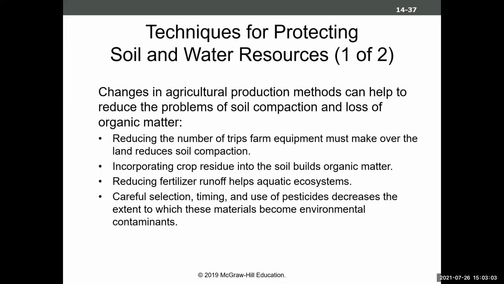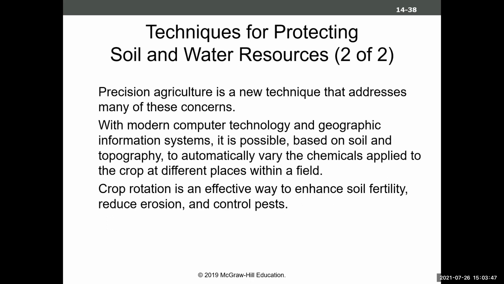Some techniques that are used for protecting soil and water resources are basically just producing changes in production methods to reduce soil compaction and loss of organic matter. So basically, the number of times the equipment will go over the land, putting crop residues onto the soil so that organic matter can build back up, reducing fertilizer runoff into aquatic ecosystems, and then also thinking about when you use pesticides and what types of pesticides you use, and during what seasons you use them, because that can reduce the effect on the environment if you're knowledgeable about the ecosystem surrounding your farms.